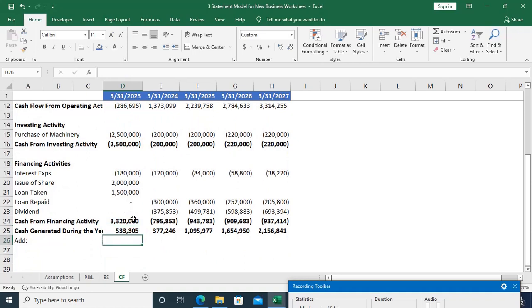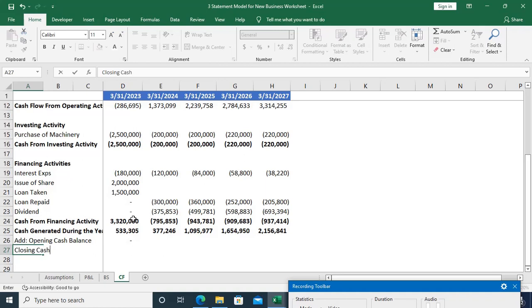Now here what I can do is that closing, sorry, so the opening, add opening cash balance. Opening cash balance in the first year was 0. Then later on it happened. So how should I link it, right? So opening cash balance there was 0 in the first year. I'm leaving it out. Next year there was something.